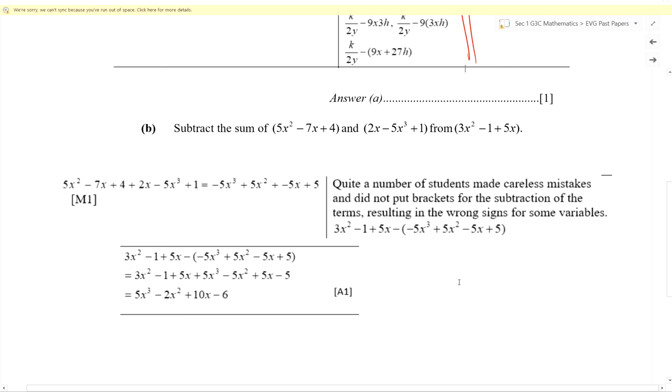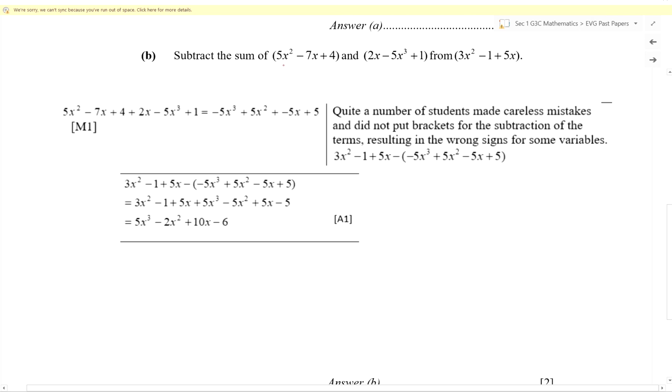Next, subtract the sum. The sum of these two. We are going to add them up, then we're going to take it away from this. So our first step can look like this. 3x squared minus 1 plus 5x. Now I am going to take away the sum of 5x squared minus 7x plus 4 plus 2x minus 5x cubed plus 1. I'm taking away the sum from this.